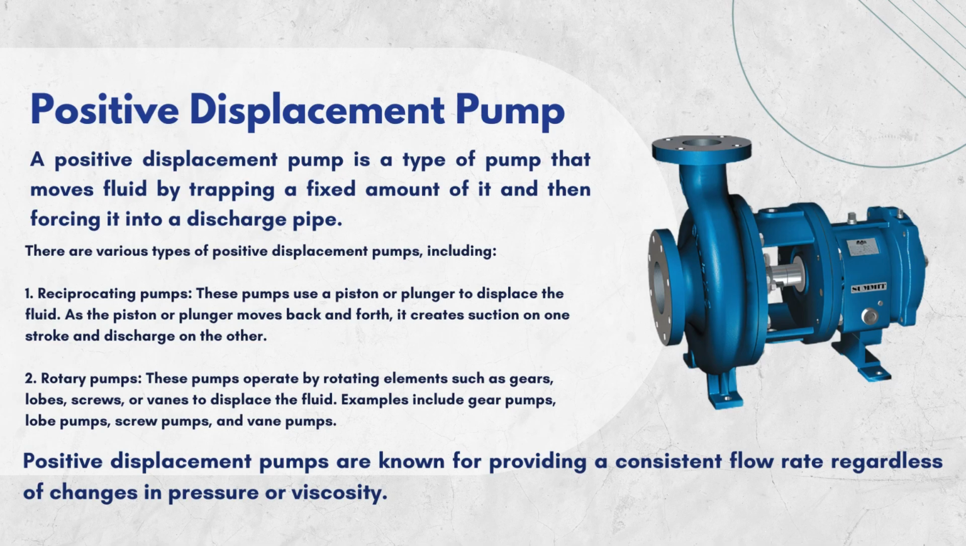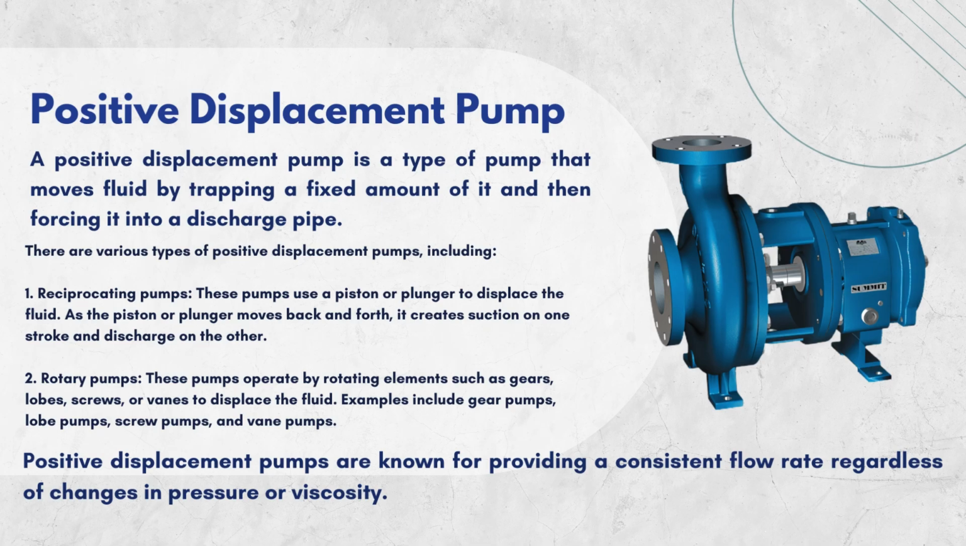Positive displacement pumps are known for providing constant flow regardless of changes in pressure or viscosity. They are often used in applications where precise dosing or metering of the fluid is required, such as chemical processing, oil and gas, pharmaceutical and food industries.